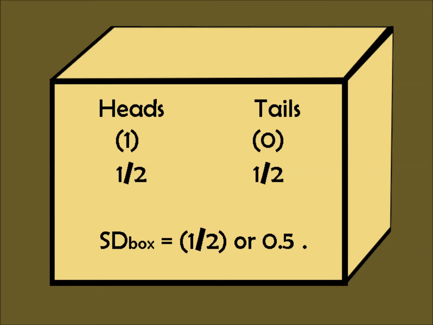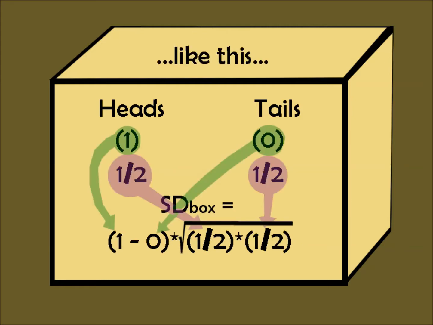Do it on a calculator. Make sure you remember your order of operations from algebra, that you should work the parentheses out first. With a little practice, you'll get it right. It looks like this. If you wanted to know where the pieces go, the 1 minus the 0 times the square root of the 1/2 times the 1/2.